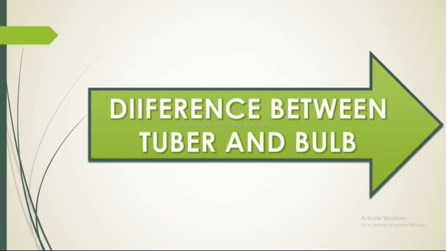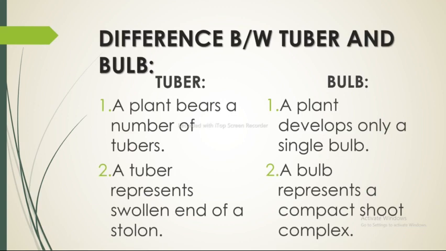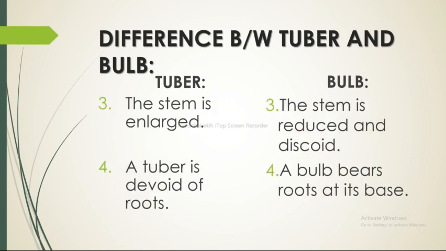Next, I am going to discuss the difference between the tuber and bulb. First, I will discuss the tuber and then I will discuss the bulb. Tuber, a plant bears a number of tubers. Bulb, a plant develops only a single bulb. Tuber, a tuber represents the swollen end of the stolon. Bulb, a bulb represents a compact shoot complex. Tuber, the stem is enlarged. Bulb, the stem is reduced and discoid.